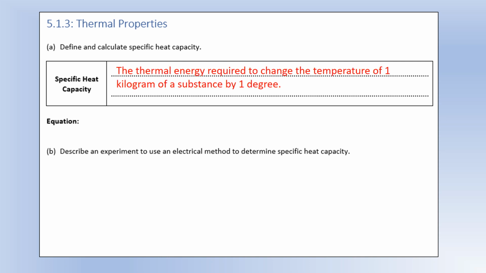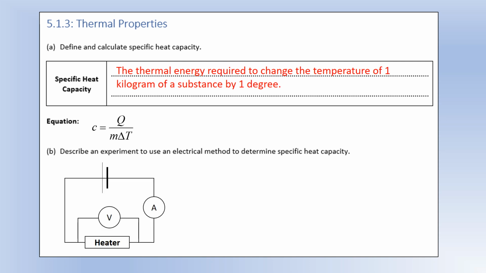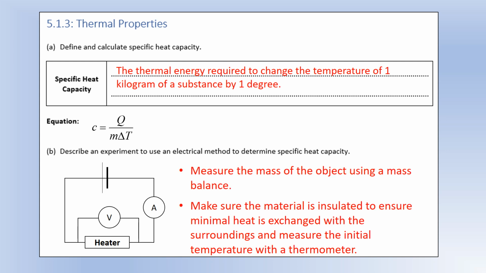Specific heat capacity, the thermal energy required to change the temperature of 1 kilogram of substance by 1 degree. And it doesn't matter if those degrees are Kelvin or Celsius, it's the same. So what that's essentially saying is specific heat capacity is Q, which is a symbol for thermal energy, divided by m delta T. And we can do an experiment to find out the values for materials, which we can then use in our calculations. So this is an electronic method, so what we do is we connect a heater into a circuit, and we're going to need an ammeter and a voltmeter to measure current and potential difference. And we're also going to need to measure the mass of the object.